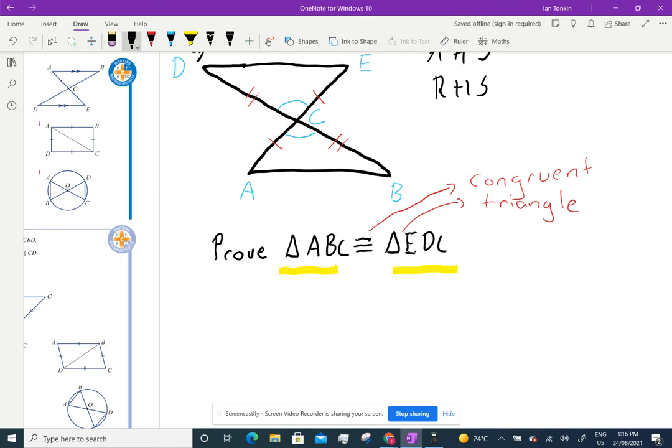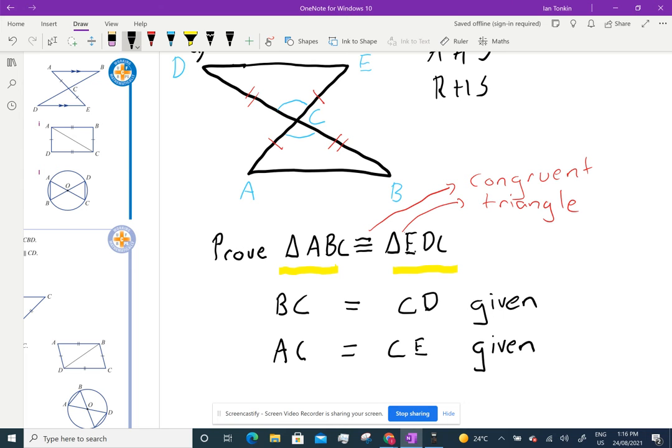Well, we know that BC equals, well, which one is equal to that in the triangle EDC? Oh, CD. Well, how do you know that? Well, it was given. The information was given on the diagram. We also know AC equals CE. Look at the symbols. Again, it was given. They told us.